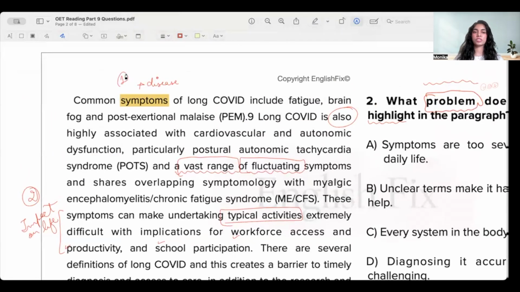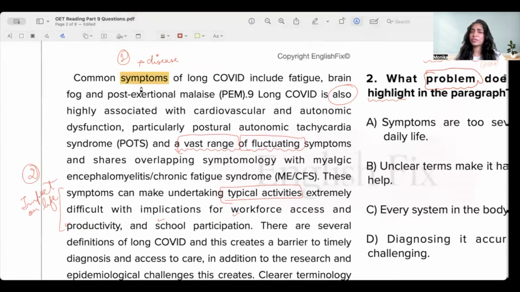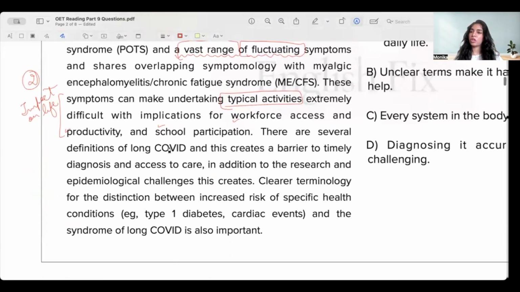First, they talked about the disease conditions. That's problematic, not because they've used a language, but because I automatically know disease and symptoms are not a good thing. Then comes the impact on life, right? Difficult, with implications for these things. Not good again. If it is not good, then this is the problem we have. There are several definitions of long COVID. Doesn't mean that it's bad. And this creates a barrier. Aha, it creates a barrier.